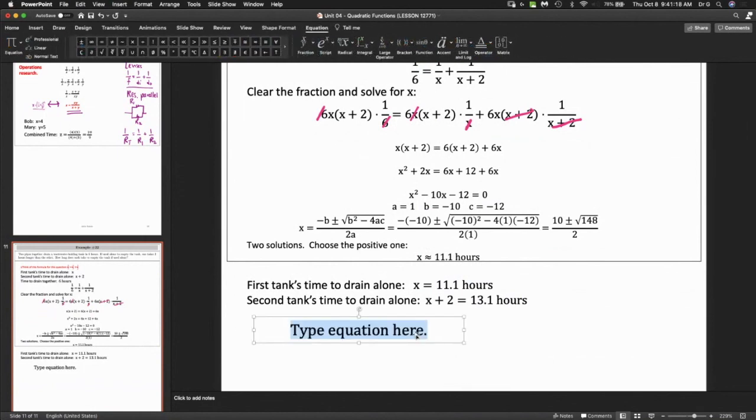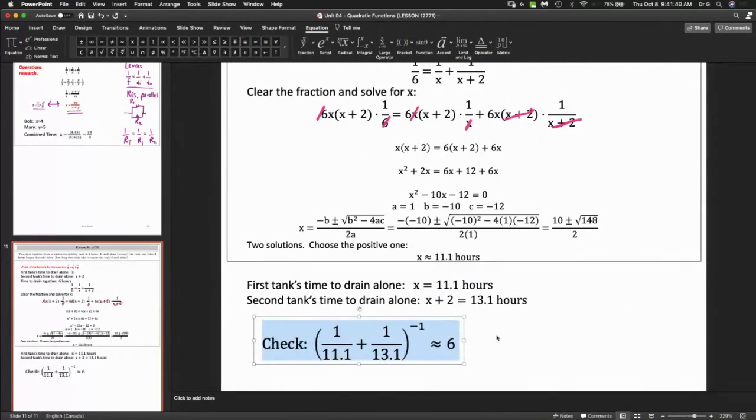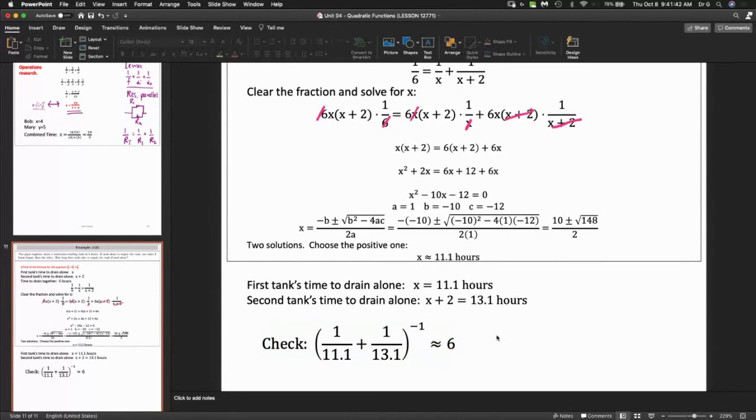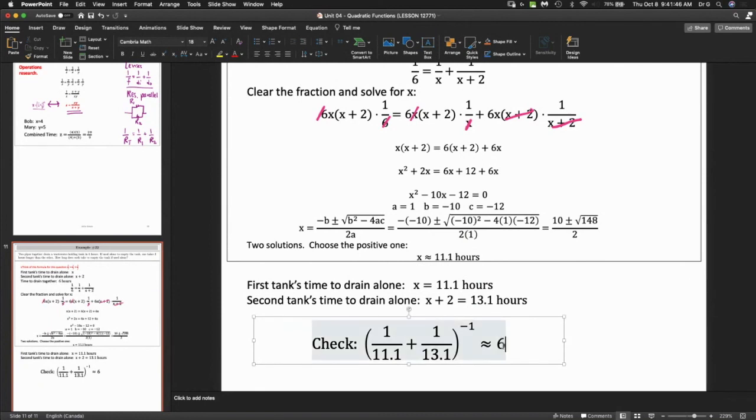Try this little check here. We'll do 1 over 11.1 plus 1 over 13.1, to the negative 1. And you should approximately get 6. Hopefully you get 6. Can someone confirm that they got close to 6? Even give me 3 decimals on it. It's maybe like 5.99 or 6.0 something.